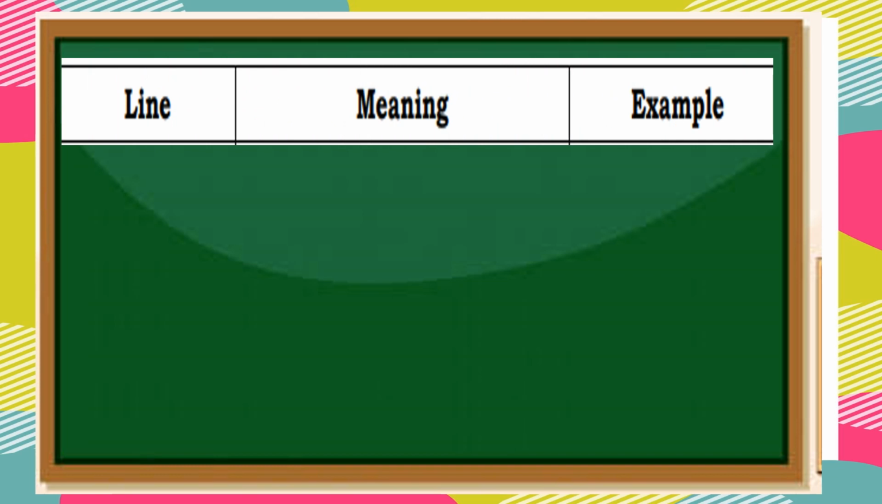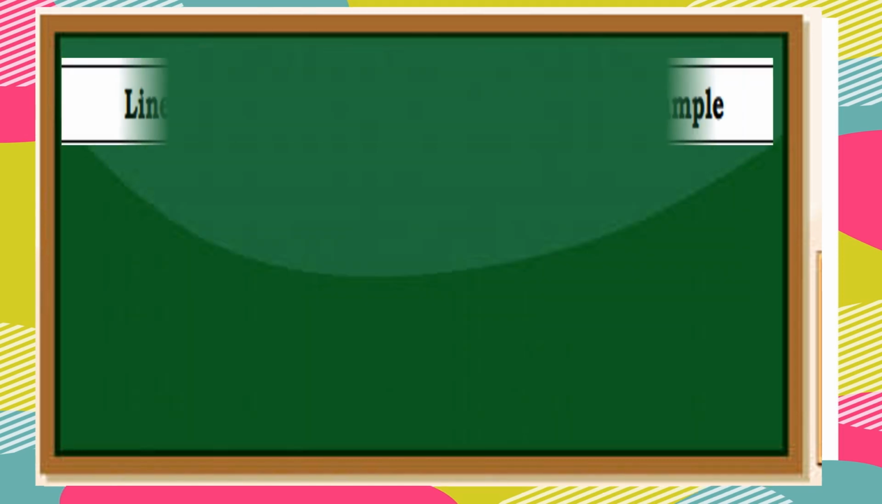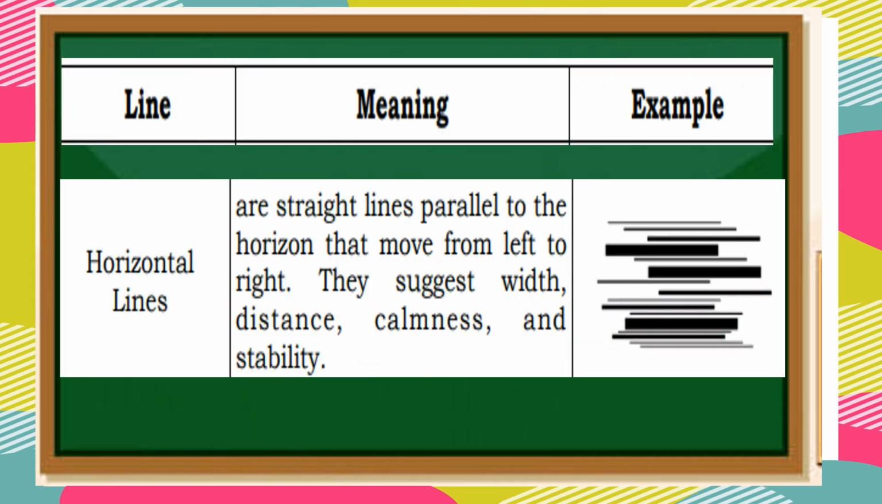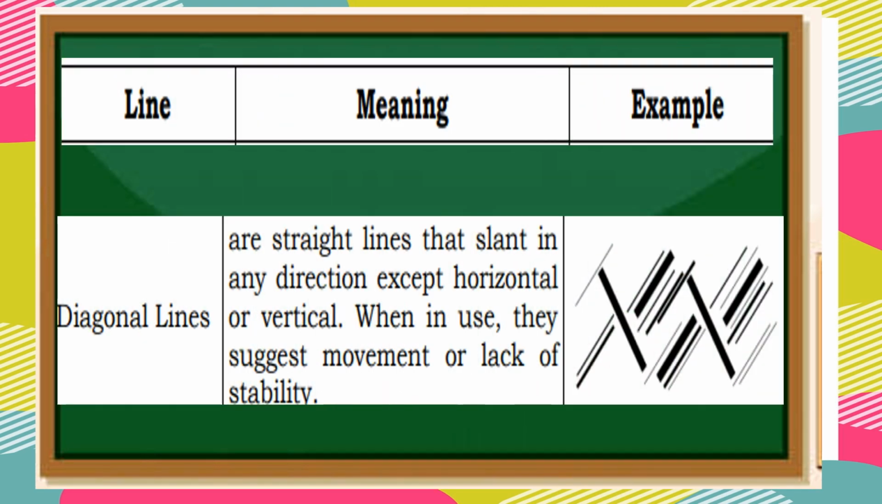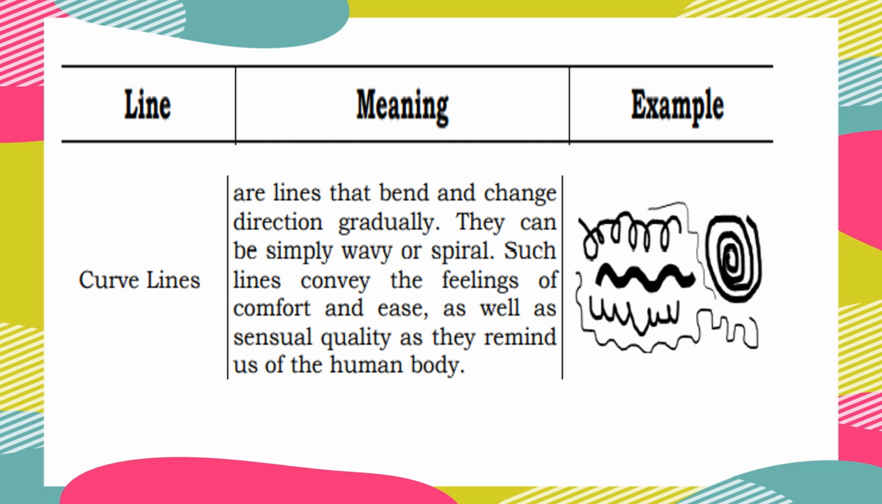And here are the lines, meaning, and example. Vertical lines. Horizontal lines. Diagonal lines. Zigzag lines. Curved lines.